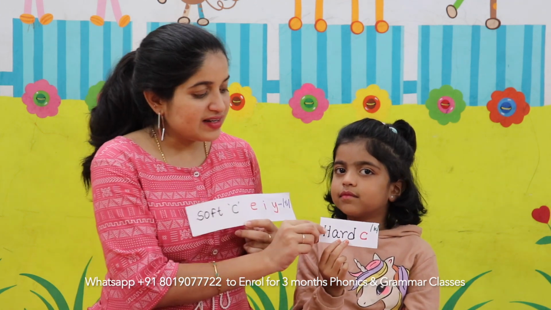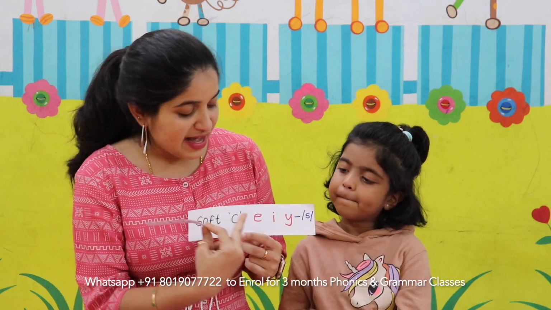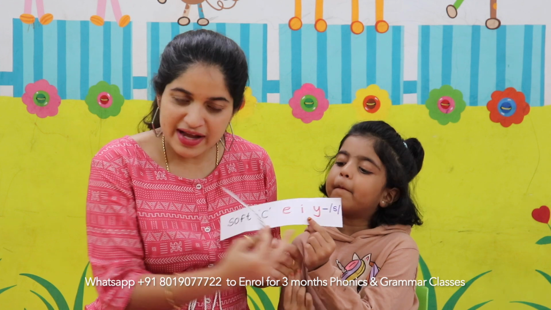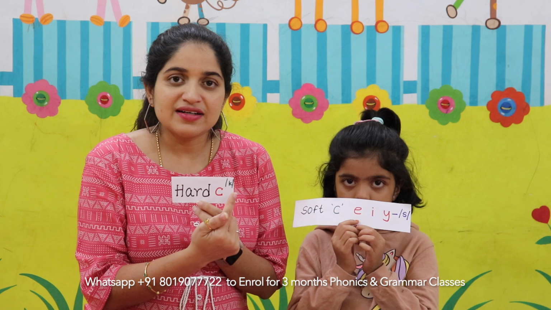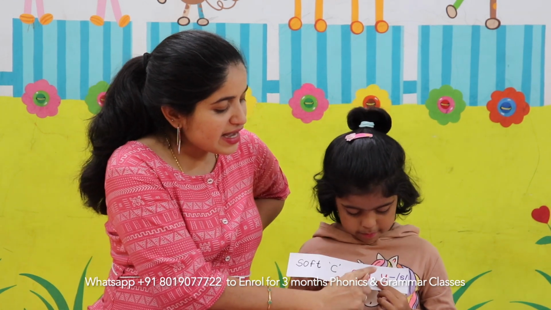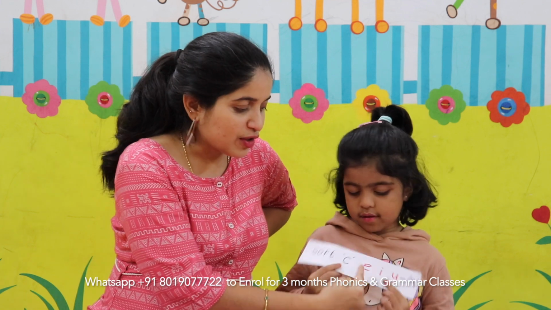When C is followed by any other alphabet other than E, I and Y, it has the hard C sound K. Okay children, remember only these three letters E, I and Y. When you see C followed by these three letters, remember it has to be pronounced as S. Rest all cases, C has the hard sound K.